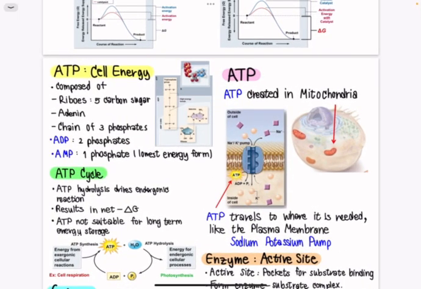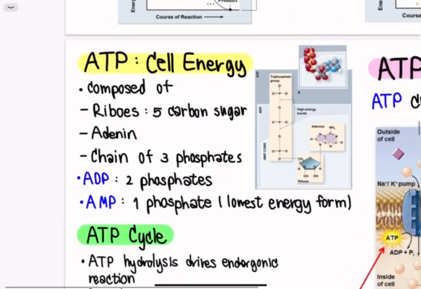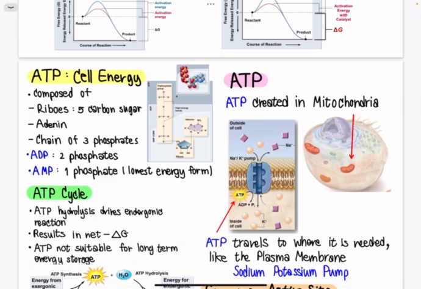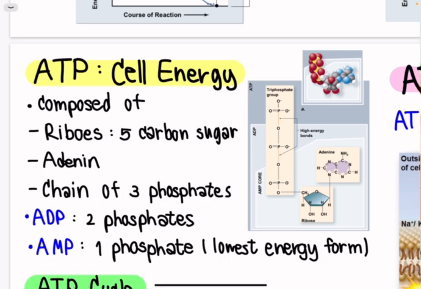ATP, cell energy. ATP is short for adenosine triphosphate. It's composed of ribose, a 5-carbon sugar, adenine, and a chain of 3 phosphates. It's key to energy storage, and its bonds are unstable. ADP has 2 phosphates. AMP has 1 phosphate, and it's the lowest energy form.